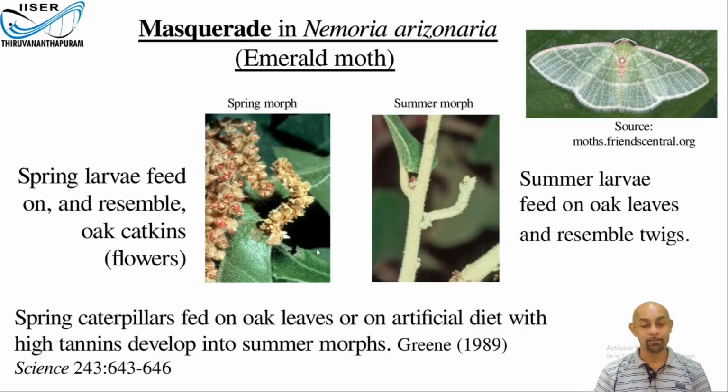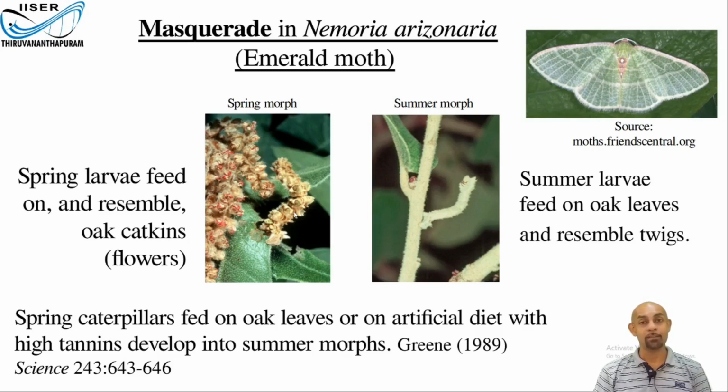So during this generation, oaks have catkins. So their host plant is oak trees. So in the first generation of the year, they feed on catkins, develop into this morph, and you expect that they are cryptic, so they benefit from masquerade. These guys go on to develop into adults and mate, lay eggs.